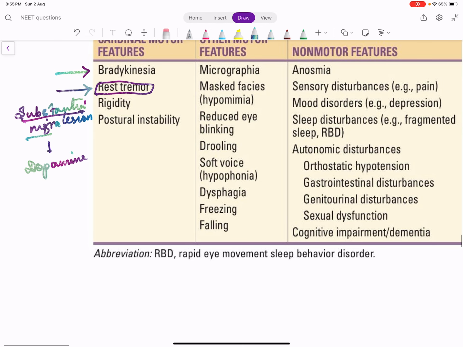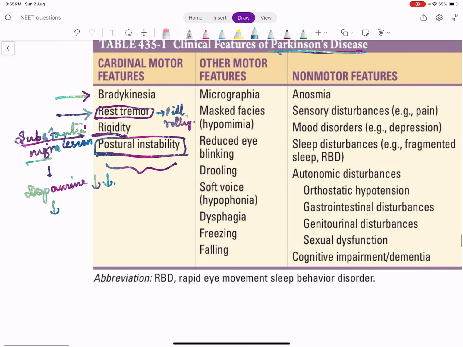So when dopamine reduces, it leads to resting tremor, rigidity, postural instability and bradykinesia. This tremor is also called as pill rolling tremor. Okay, the classic bradykinesia, resting tremor, rigidity and postural instability. So if these four are present, we can call it as Parkinsonism.